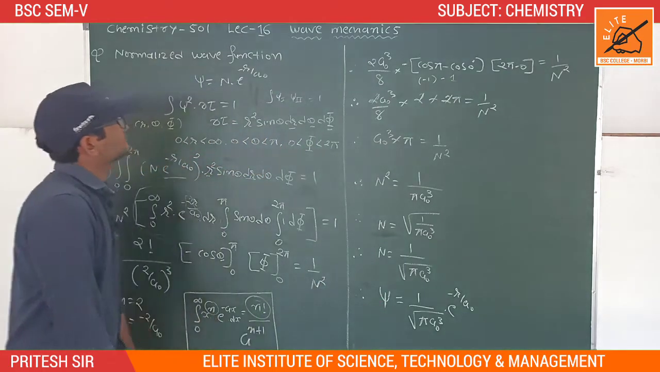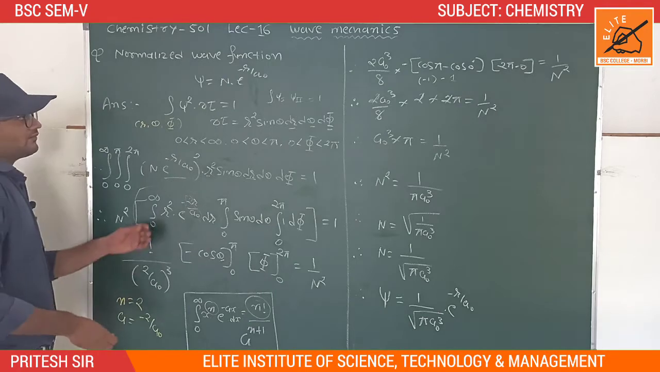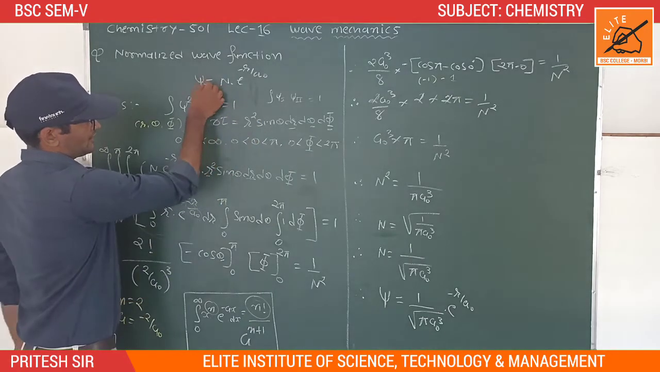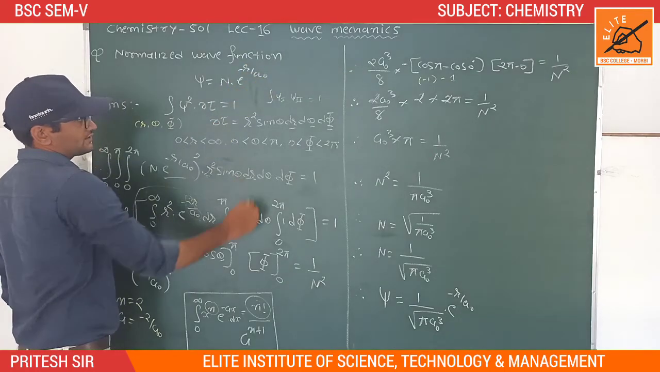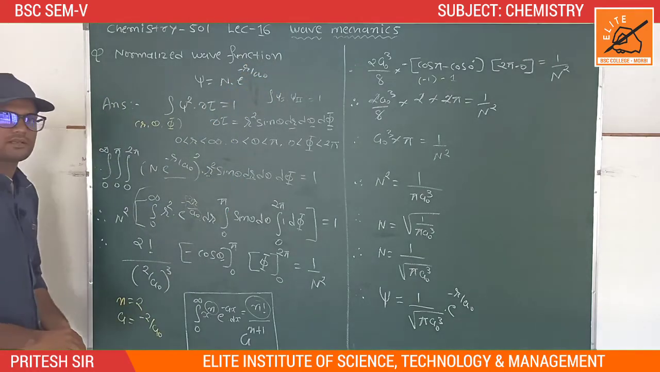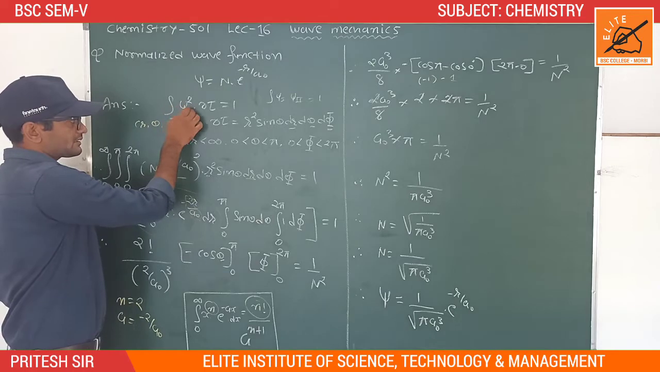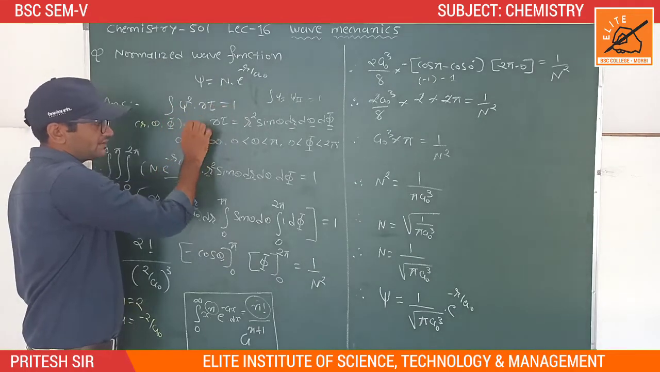Okay, so the first question is, given the normalized wave function, the function also given psi is equal to n e to the power minus r upon a0. Okay, so first, what is the normalization condition? Integration of psi square d tau is equal to 1. d tau is the volume element.